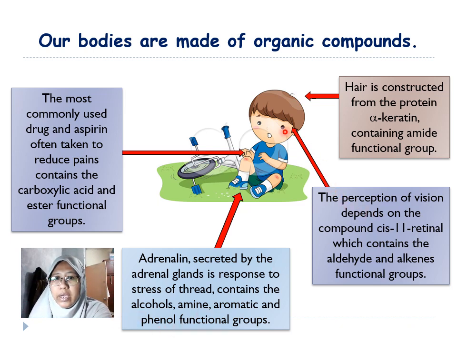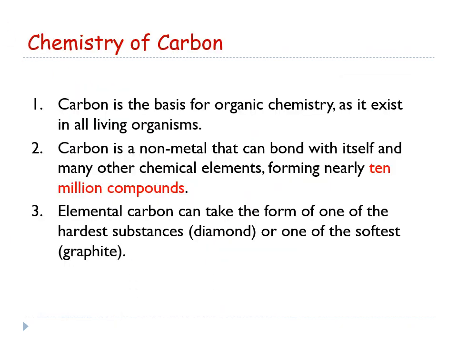Let's look at the eye of the boy. The vision depends on the compound cis-11 retinal, which contains aldehyde and alkenes. So we've been mentioning here most of the functional groups that we need to identify and know their reactions in our syllabus. Let's look at the chemistry of carbon.